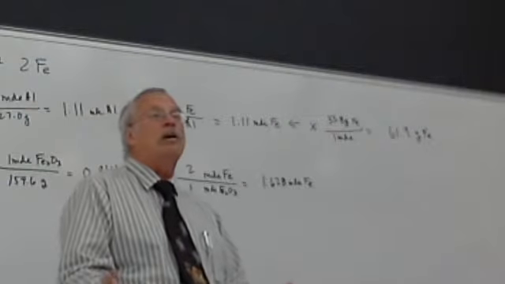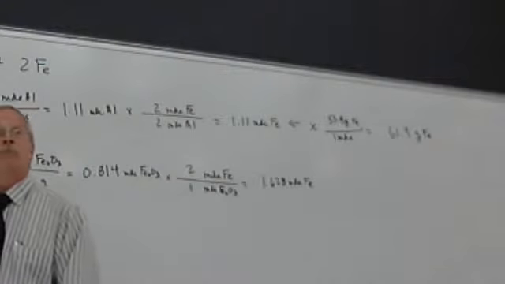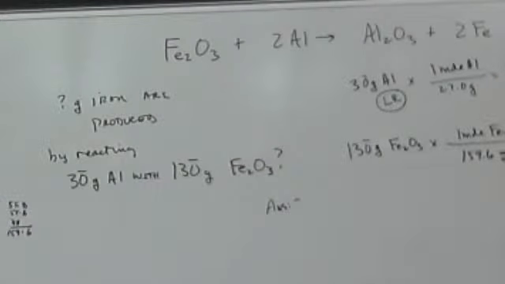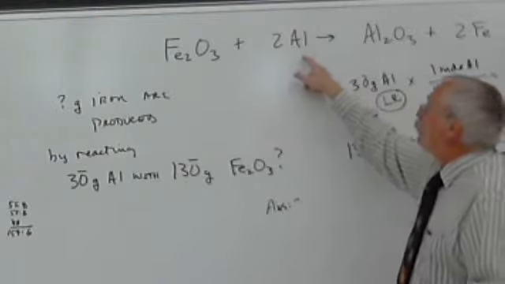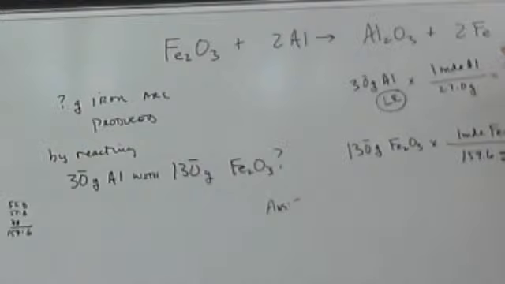If we know how much iron oxide we used, then we could subtract it from this and find out what was left over. How do I find out how much iron oxide I used? Well, I now know how much aluminum I used. Can I relate aluminum to iron oxide? I can relate aluminum to anything in this equation. That's the beauty of stoichiometry. Any substance can be related to any other substance.